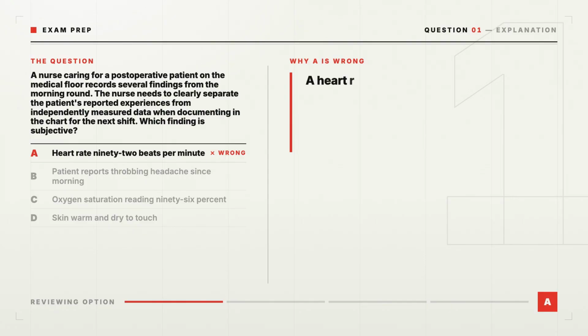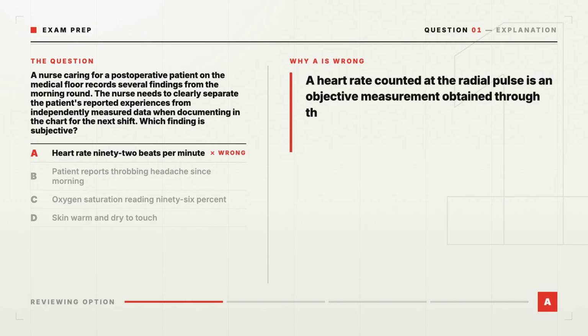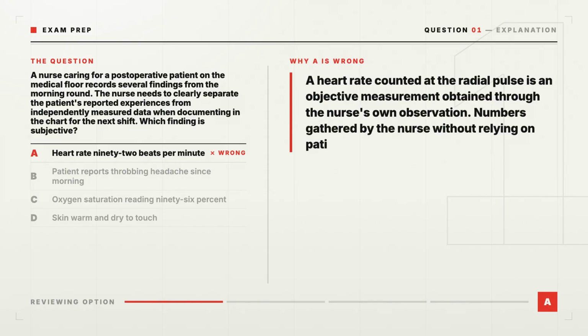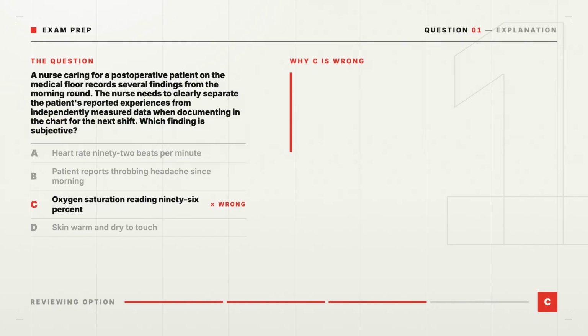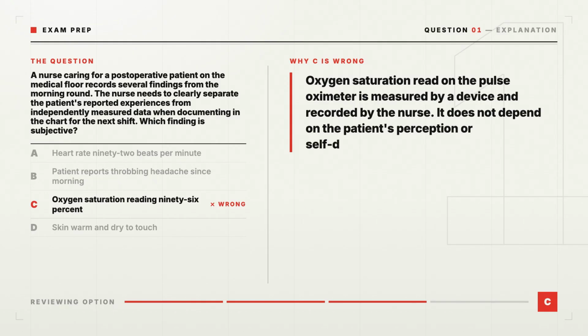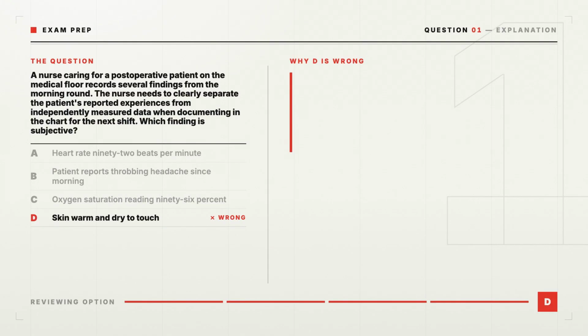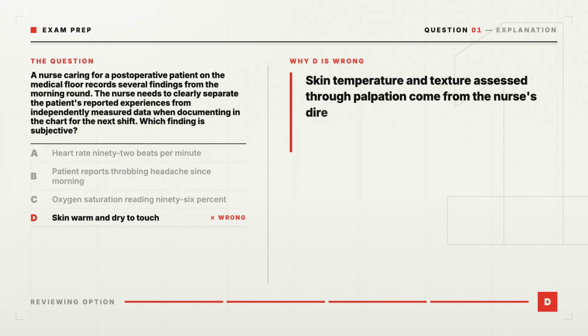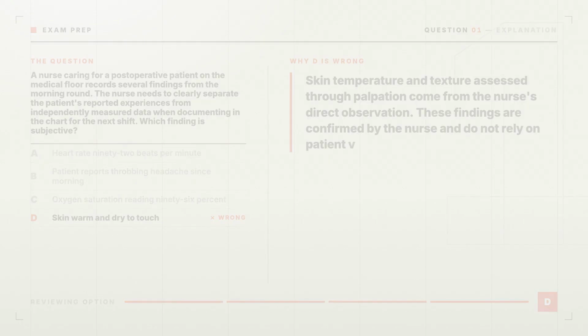A is wrong because a heart rate counted at the radial pulse is an objective measurement obtained through the nurse's own observation. Numbers gathered by the nurse without relying on patient report are objective findings. C is wrong because oxygen saturation read on the pulse oximeter is measured by a device and recorded by the nurse. It does not depend on the patient's perception or self-description of breathing. D is wrong because skin temperature and texture assessed through palpation come from the nurse's direct observation. These findings are confirmed by the nurse and do not rely on patient verbal report.